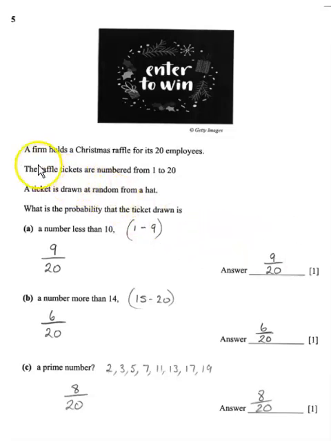So for question 5, it says a firm holds a Christmas raffle for its 20 employees. The raffle tickets are numbered from 1 to 20. A ticket is drawn at random from a hat. What is the probability that the ticket drawn is a number less than 10? So it's all the tickets 1 to 9 inclusive. So that is a total of 9 tickets, out of the 20 tickets you would have. So it's 9 out of 20, which is the probability for this one.